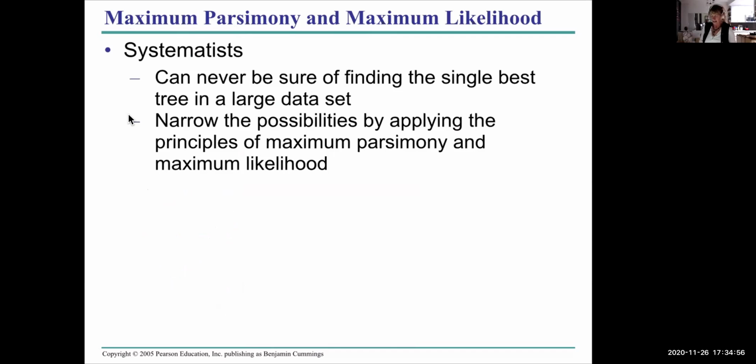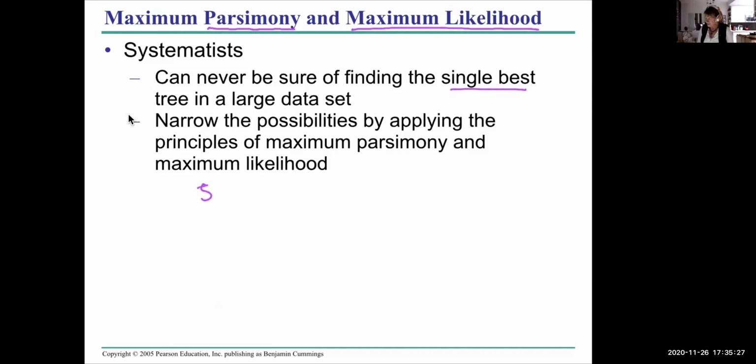So if you want to get a little bit more complicated about it, we're going to get simpler. Parsimony means the simplest route, the simplest. And maximum likelihood means just that, the likeliest outcome. Maximum likelihood is all about statistics. Parsimony is making the simplest relationships. So you can never be sure of finding the single best tree in a large data set.